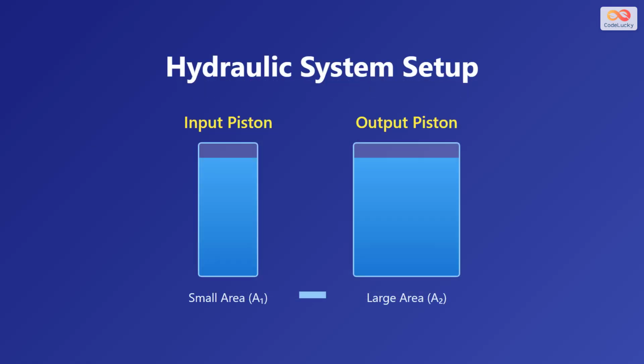A basic hydraulic system consists of two pistons of different sizes connected by a pipe filled with an incompressible fluid, usually oil. On the left, we have the input piston with a small cross-sectional area, labeled A1. On the right, we have the output piston with a much larger cross-sectional area, labeled A2. The fluid connects these two pistons, allowing pressure to be transmitted between them.